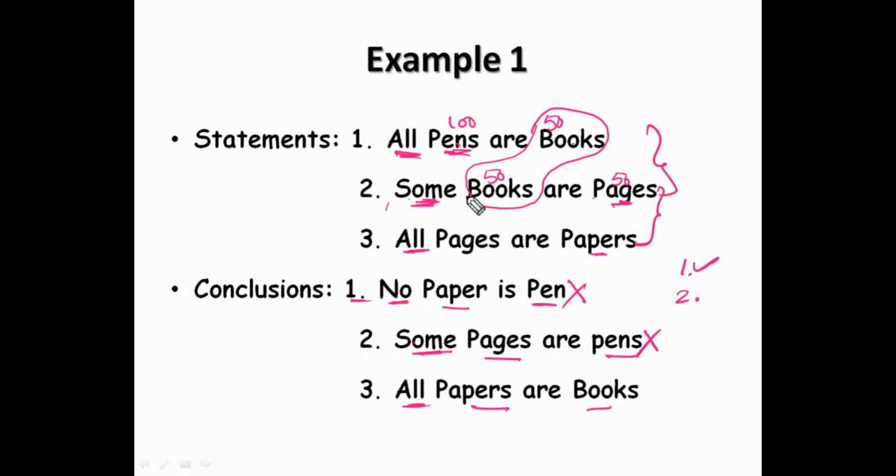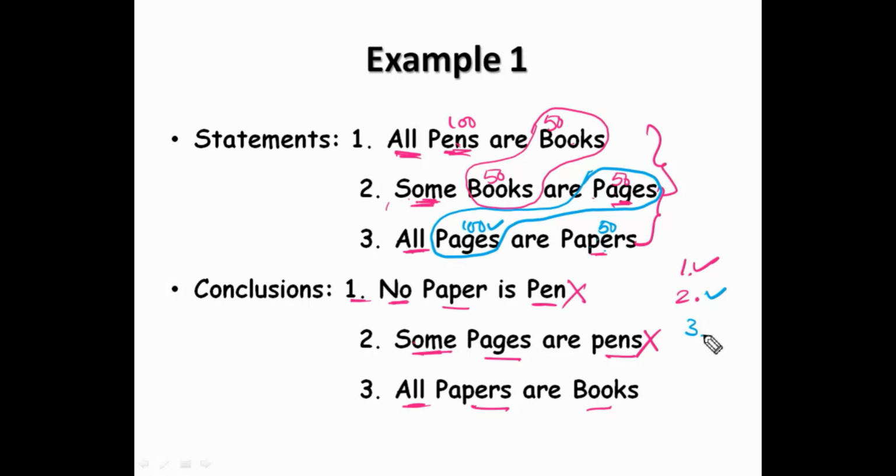Assign the values first. Some is 50 and 50, all is 100 and 50. What is the common element? Pages is common. In pages, at least one value is 100. Yes, it is 100 only. So we can combine these two statements, which means we can get some relation between books and papers. Now step 2 is also cleared.